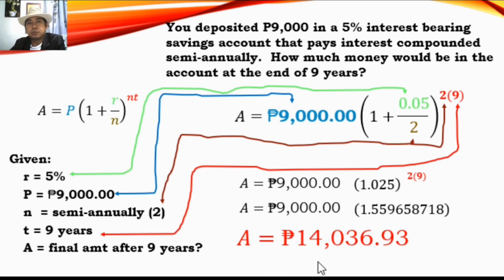I'll give you 10 seconds to at least follow this one with your calculator. Okay, so that is the final amount, meaning to say the final amount after 9 years would be 14,036 pesos and 93 centavos.